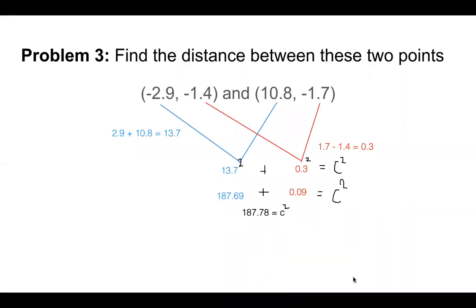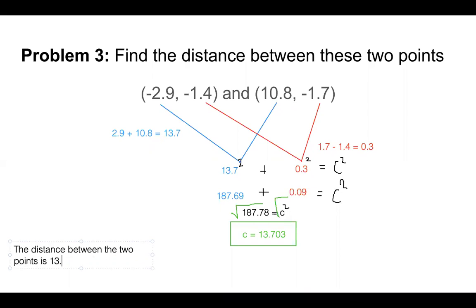Lastly, we're going to go ahead and square root those numbers to get us c equals 13.703. So the distance between the 2 points is 13.703.